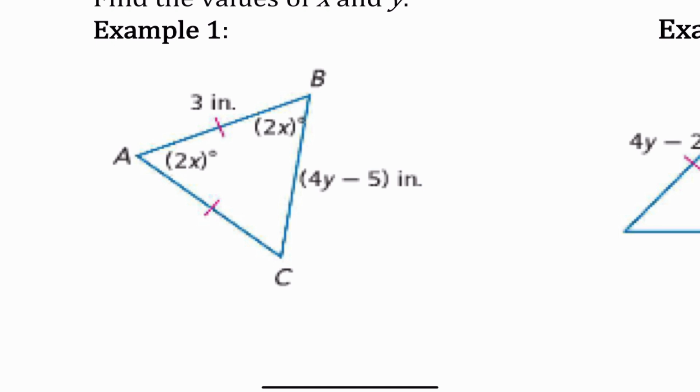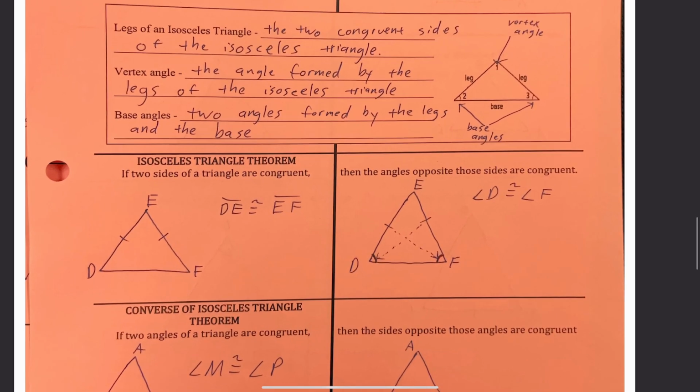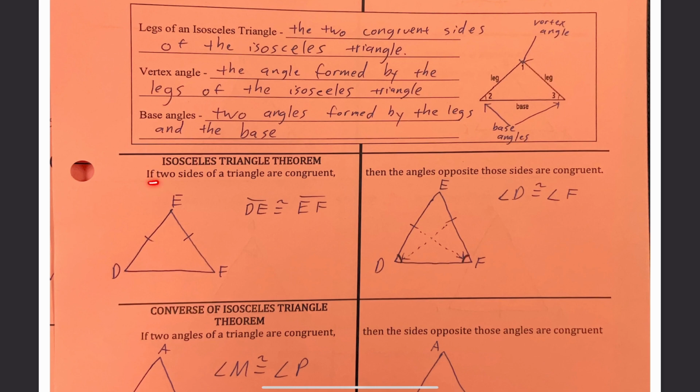First of all, I can see that we're dealing with 2 tick marks. They're both congruent. This is an isosceles triangle. So we have to use the isosceles triangle theorem. The isosceles triangle theorem states that if the 2 sides of a triangle are congruent, then the angles opposite to those sides are congruent. So, yes, this is our given.